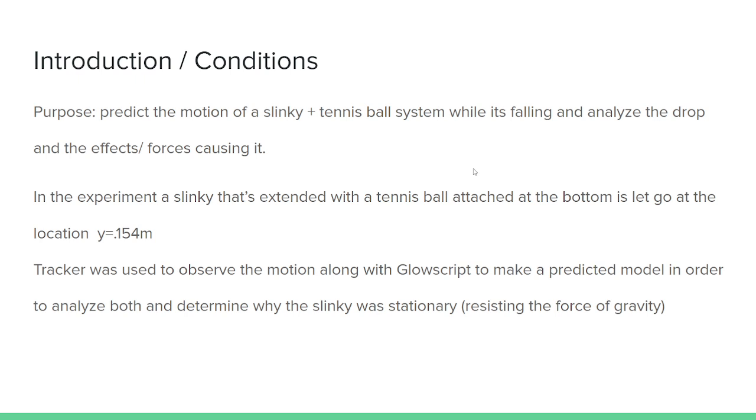The purpose of this lab was to predict the motion of a slinky plus tennis ball system while it's falling and analyze its drop and the effects/forces causing it. In the experiment, a slinky that's extended with a tennis ball attached to the bottom is let go at a location 0.54154 meters off the ground.